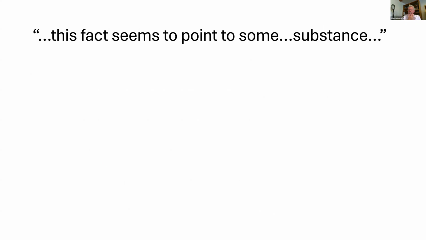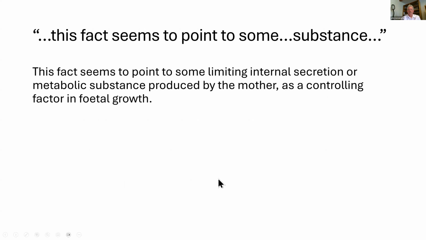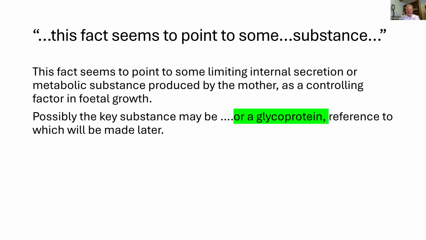Okay, in his work, this fact of metabolic rate controlling tissue metabolism, this is the way he worded it: some substance, the fact seems to point to some limiting internal secretion or metabolic substance produced by the mother as a controlling factor in fetal growth. So this was his interpretation, his hypothesis. Possibly the key substance may be a glycoprotein. I just want you to remember that.